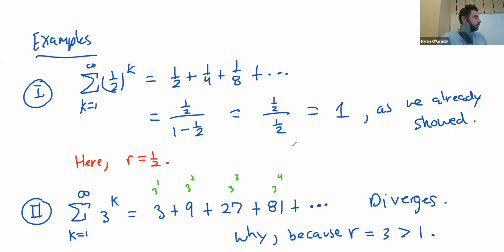And the formula we have here is R over 1 minus R. That's for all, right? That's only if R is between -1 and 1. It doesn't work here. This is why it diverges. 3 is bigger than 1.